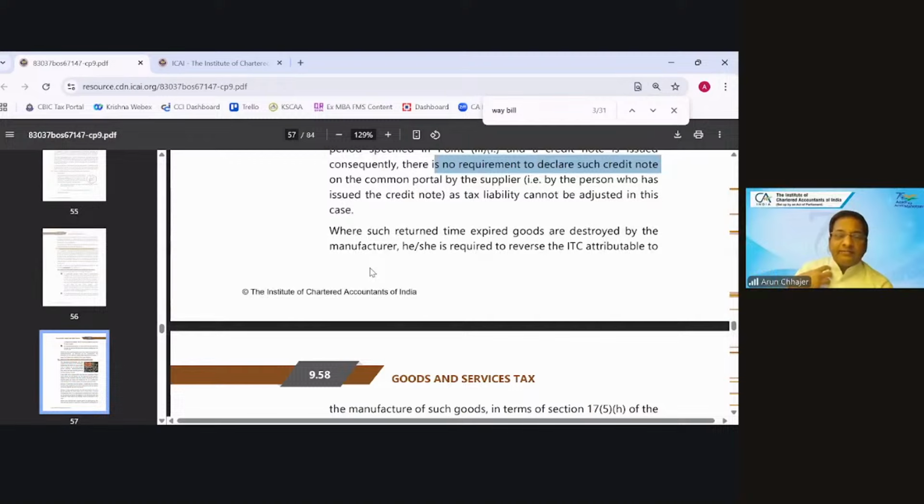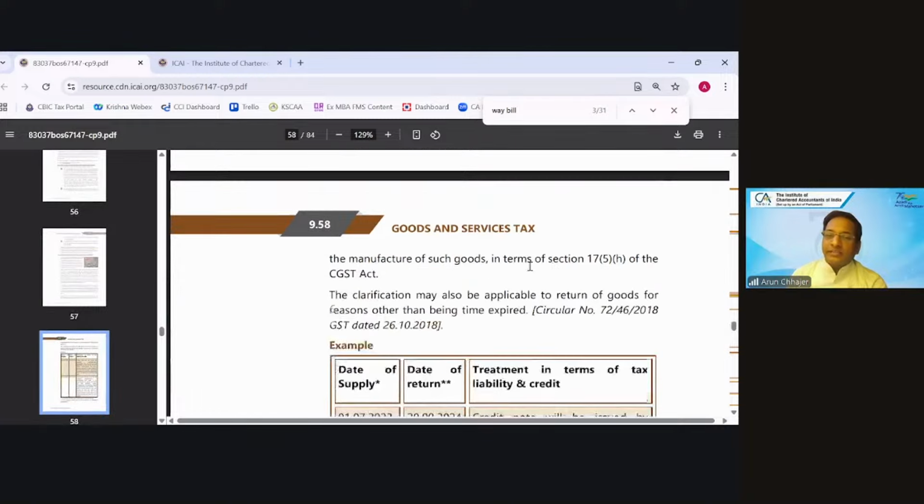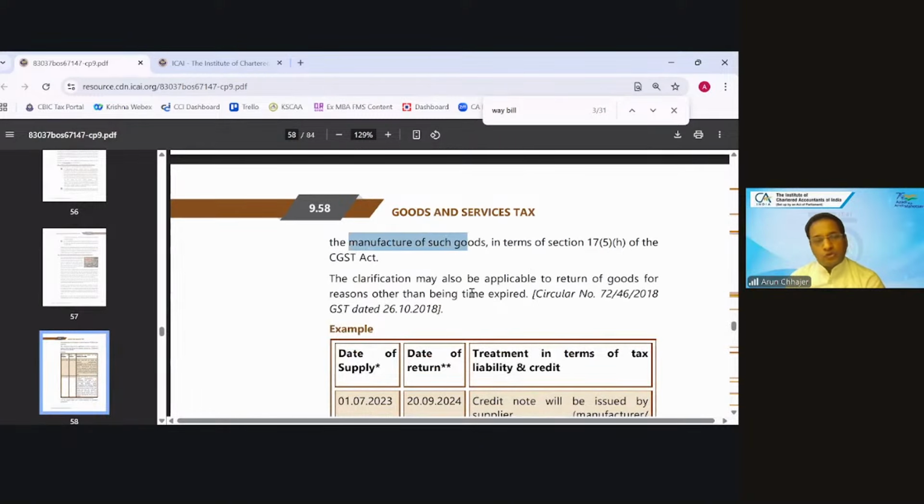Now, ultimately, when the time expired medicine has reached me, either I have issued the credit note or you, being Mr. A, have issued the tax invoice, etc. In that case, when the goods reach me, ultimately I will destroy that medicine, time expired. The time expired medicine is destroyed by the manufacturer. He needs to reverse the input tax credit attributable to the goods in terms of section 17 subsection 5 clause h. This clarification was given by circular 72.